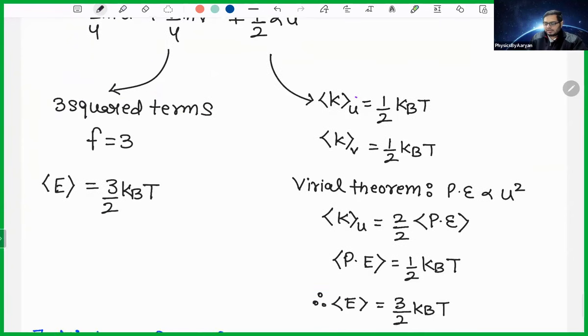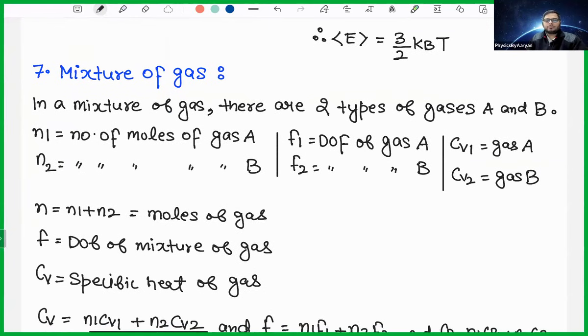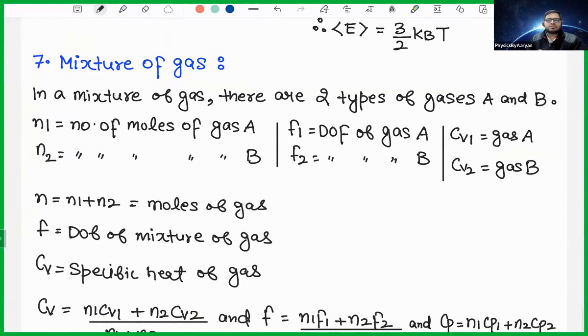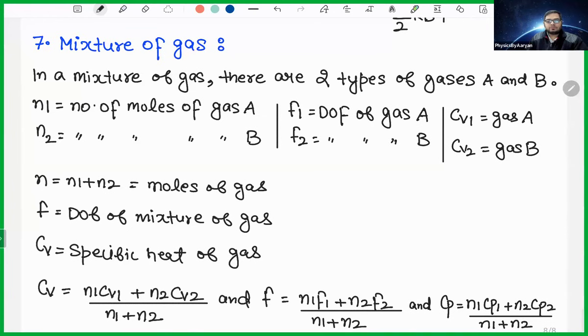Let's go. The next concept of today is known as mixture of gases. So let's say you have a mixture of gas and there are two types of gases in it, gas A and gas B. There are n1 moles of gas A, n2 moles of gas B. F1 is the degree of freedom of gas A, F2 is the degree of freedom of gas B. Cv1 is the specific heat of gas A, Cv2 is the specific heat of gas B. Both of them get mixed up.